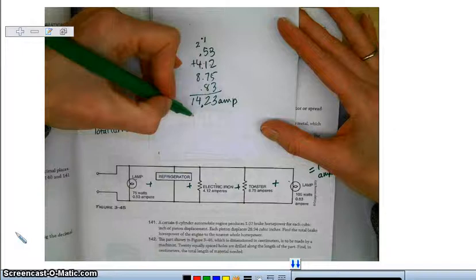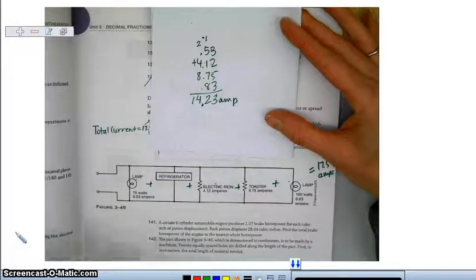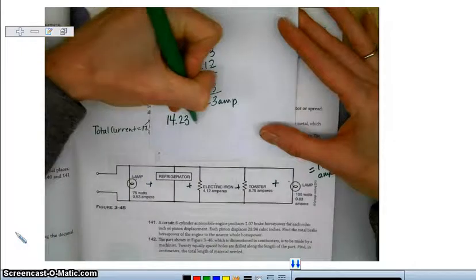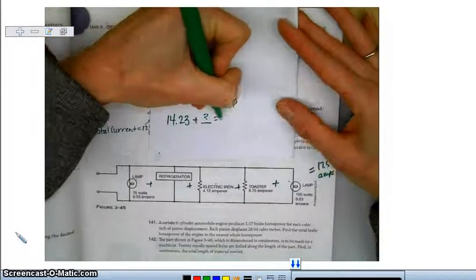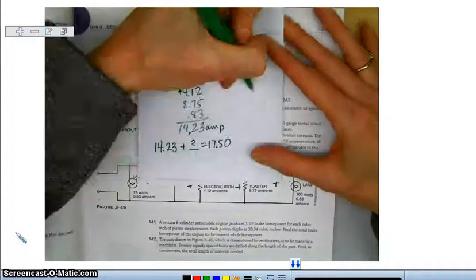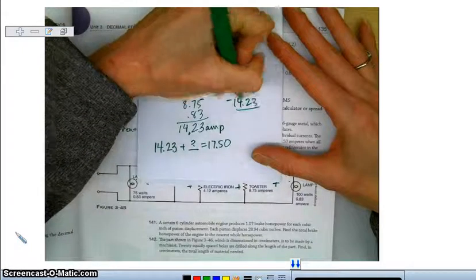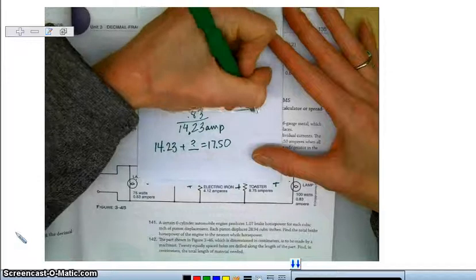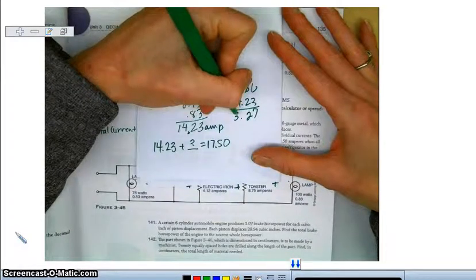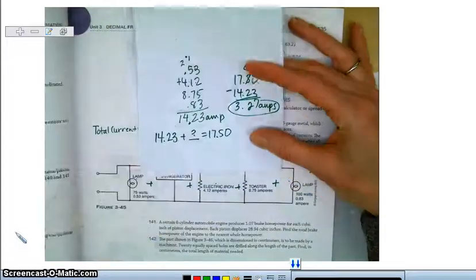Now, I would have to add the refrigerator to that to make it equal 17.5, but I'm looking for the refrigerator. So I kind of have an equation now. 14.23 plus what is 17.50. So what do I do to figure that out? I'm going to take 17.5 and subtract 14.23. 5, 4, let's see, that's 7, 2. I'm just doing my subtraction. You can use a calculator. So 3.27 amps is the amount of amps for the refrigerator.